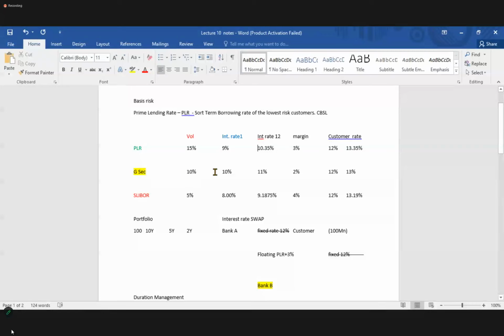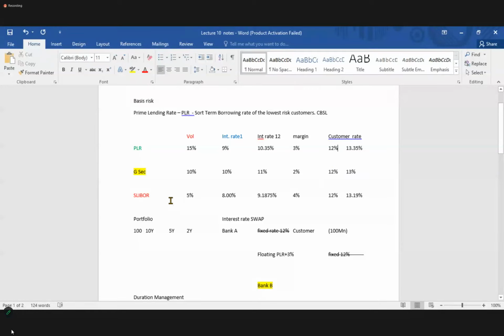Let's take this one, GSEC. It is 10% to start with. Now, for a moment, let's forget about these volatilities and concentrate on the starting customer rate. So let's say the floating rate lending is based on a benchmark plus a customer's margin. So initially, if the PLR was 9% and the customer's margin was 3%, customer's rate would have been 12%. Forget about these ones for the time being. Then if it was benchmarked at 10% GSEC, 10% plus 2% margin, it would have been 12%.